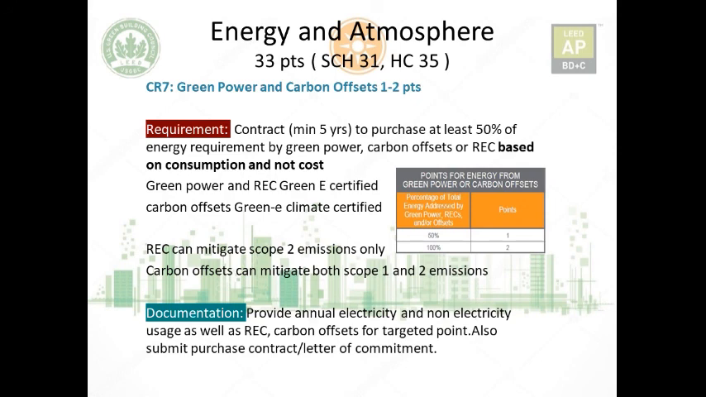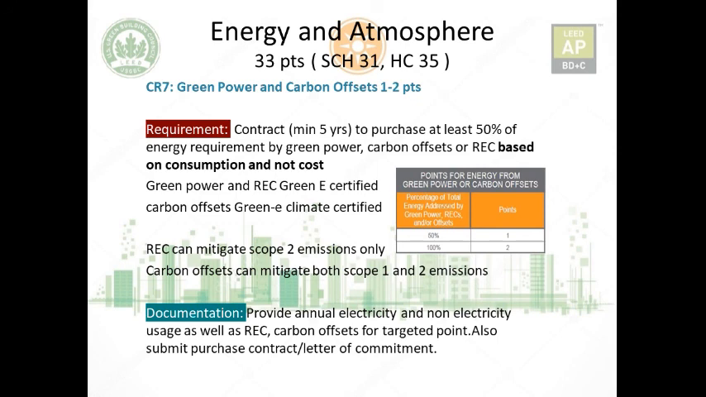What are these? Scope 2 emissions are those carbon emissions or greenhouse gas emissions which are beyond the control of the project. If you are buying energy from a utility, this energy is produced by fossil fuels, which release greenhouse gases in the atmosphere and contribute to global warming. But this is not under your control. So REC can mitigate only scope 2. But in case of carbon offsets, it can also mitigate scope 1 emissions, which are directly under the control of the project. If you are burning any coal on the project for space heating, this qualifies as scope 1 emissions.